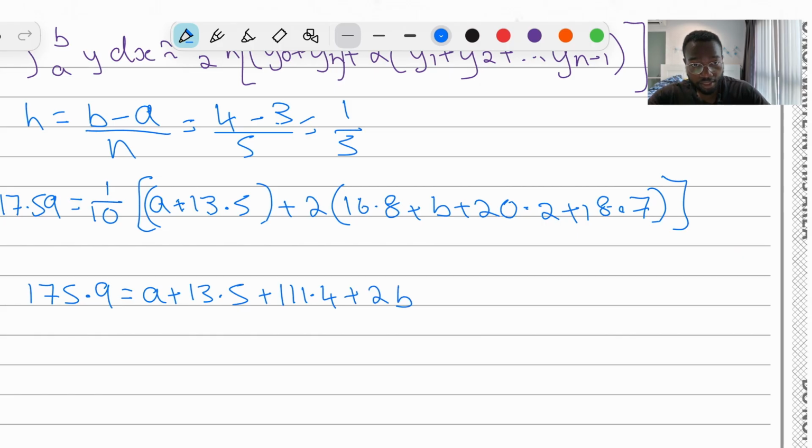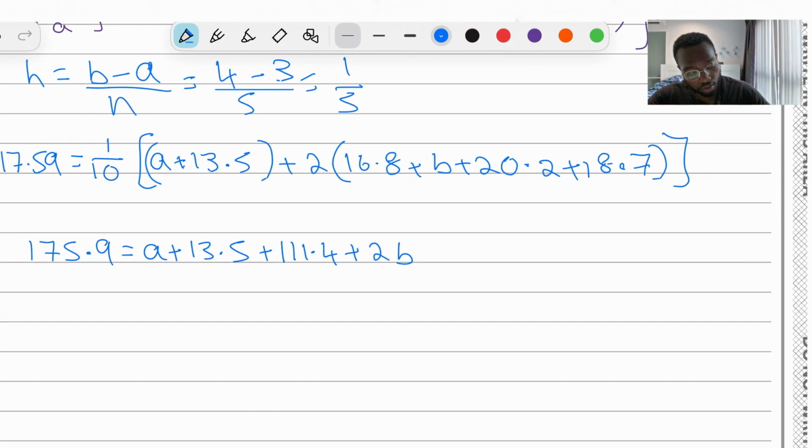Okay, and now we're at this stage. Now we can just add up the 13.5 with the 111.4, so we get 175.9 is equal to a plus 2b plus 124.9.